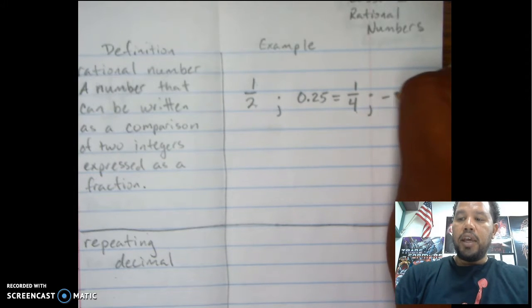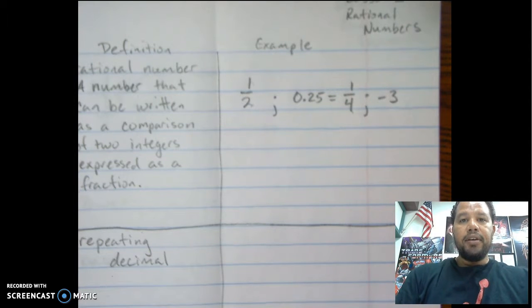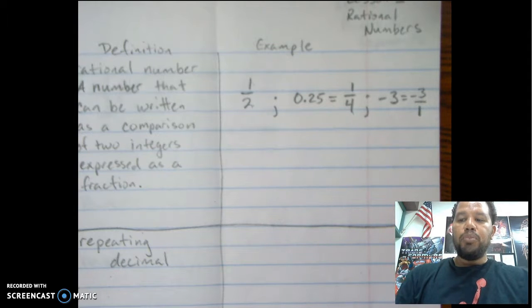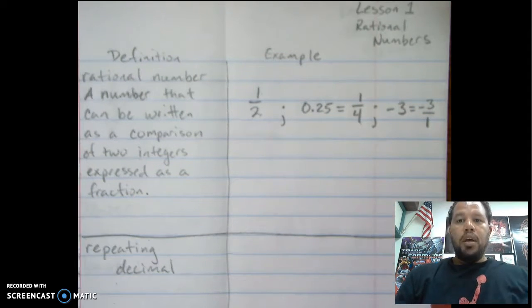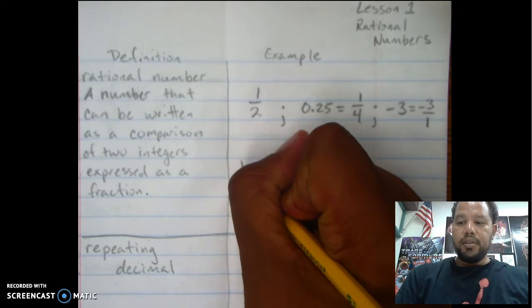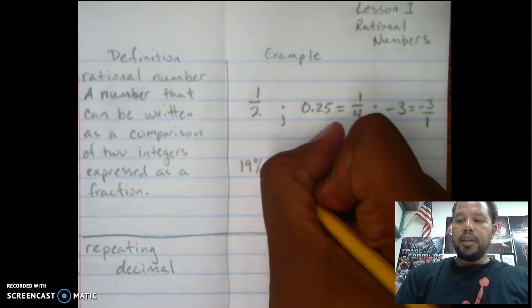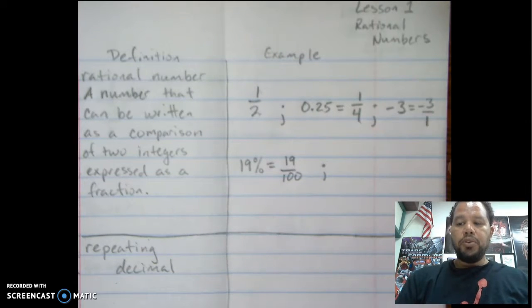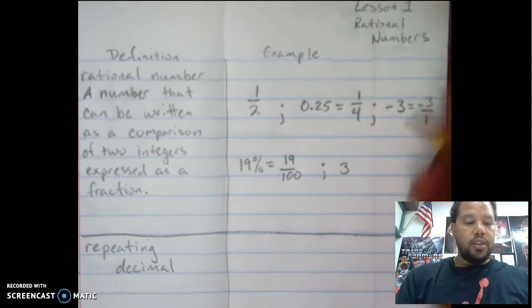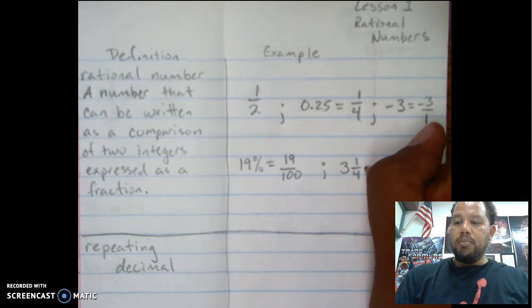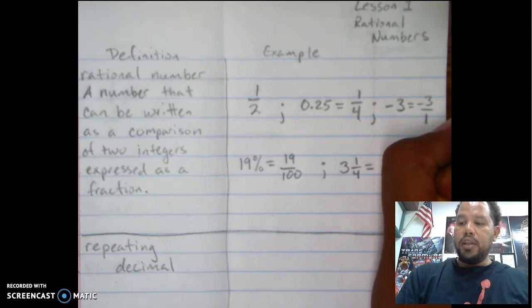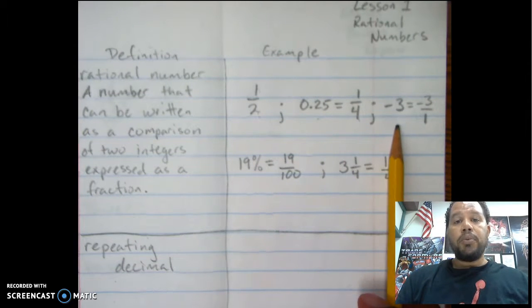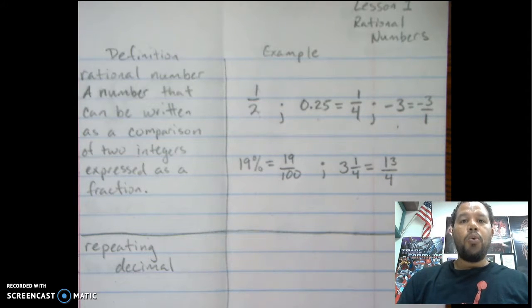Negative numbers are also integers, like the number -3. And you might ask, why is that a rational number? Well, because -3 can be written as a fraction, -3/1. So these are examples of what rational numbers are. Another example of a rational number are percents. 19% is a rational number. Why? Because it can be written as 19/100. By definition, percents are out of 100. And the last type of rational number is called a mixed number, like 3 1/4. This can be written as a fraction of 13/4. It's an improper fraction. So we have fractions are rational numbers, decimals are rational numbers, integers are rational numbers, percents are rational numbers, and mixed numbers are rational numbers.